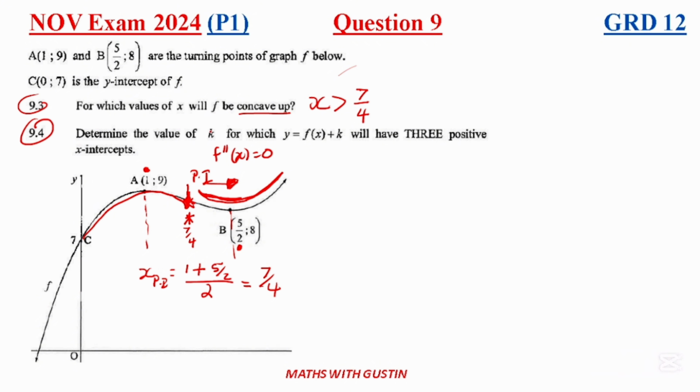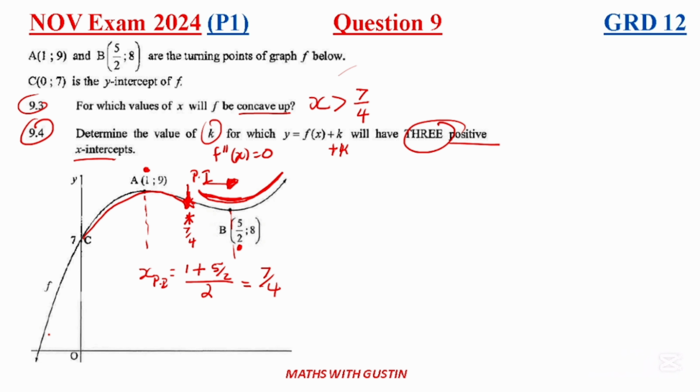Okay, 9.4 says determine the values of k for which y is f of x plus k will have 3 positive x-intercepts. So basically in this case, guys, what are they saying? They are saying that if you were to move your graph by a certain constant, which is k, so move your graph in such a manner that you will have 3 x-intercepts. It means your graph has to touch the x-axis 3 times.